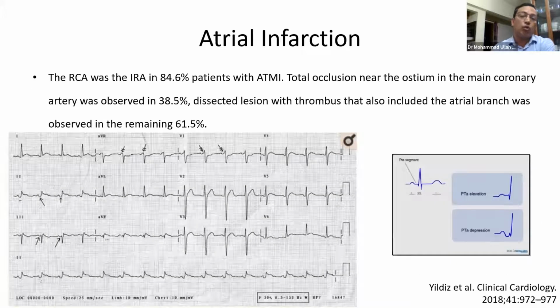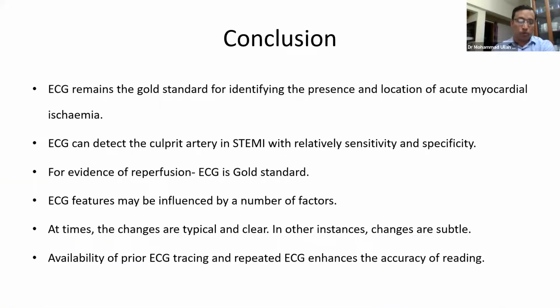So in conclusion, ECG remains the gold standard for identifying the presence and location of acute myocardial ischemia, or to be more specific, ST elevation MI. ECG can detect the culprit artery in ST elevation MI with relatively high sensitivity and specificity. For evidence of reperfusion also, ECG is very important. In fact, ECG is called gold standard. According to Eric J. Topol, it is a platinum standard for evidence of reperfusion.